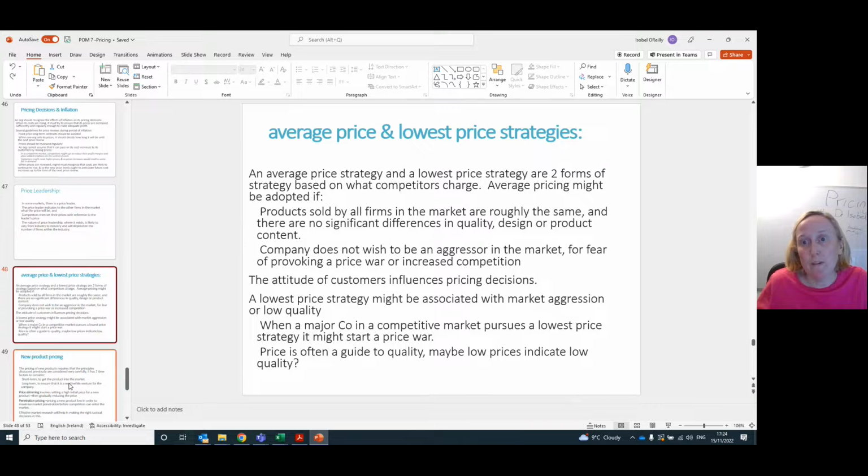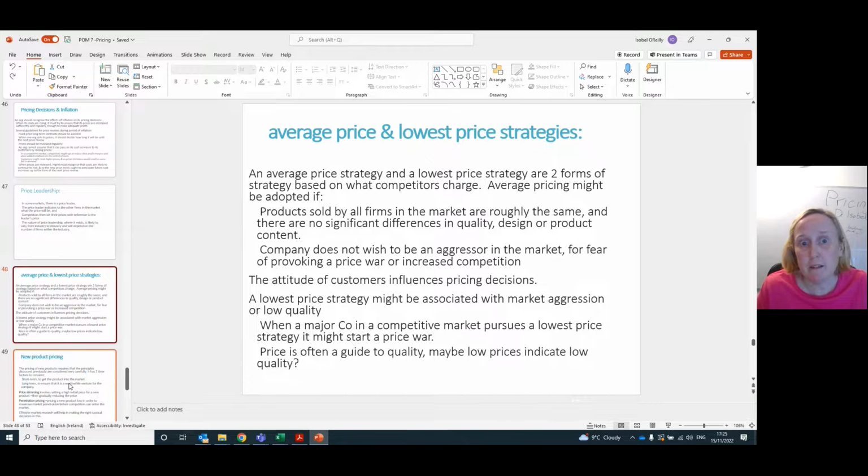So, average and lowest price strategies, you can probably figure out where we're going with this. An average price strategy and lowest price strategy are two forms of strategy based on competitors. So it's competition based.